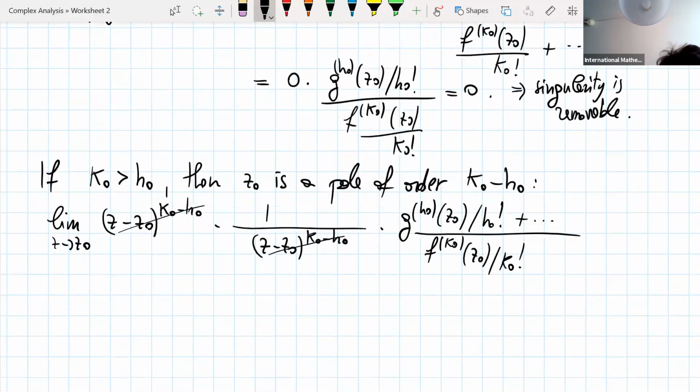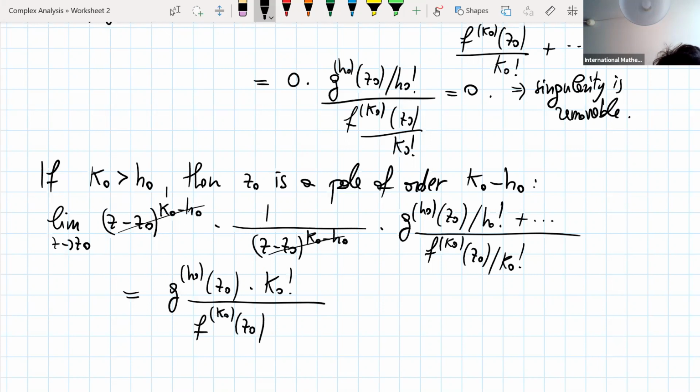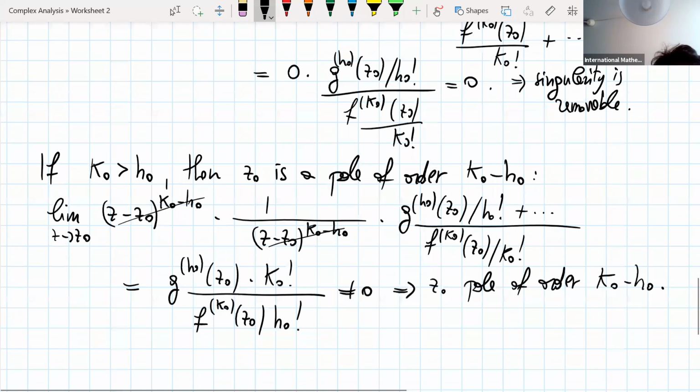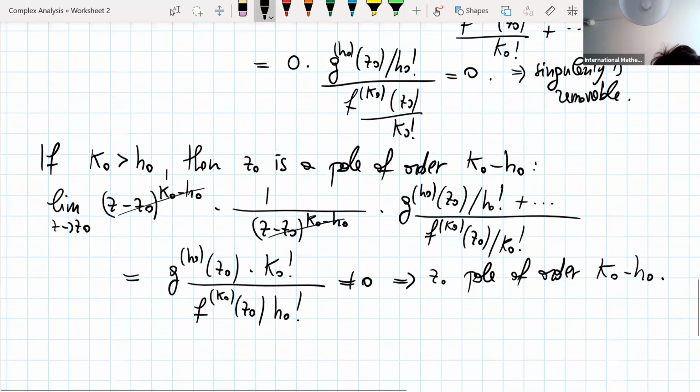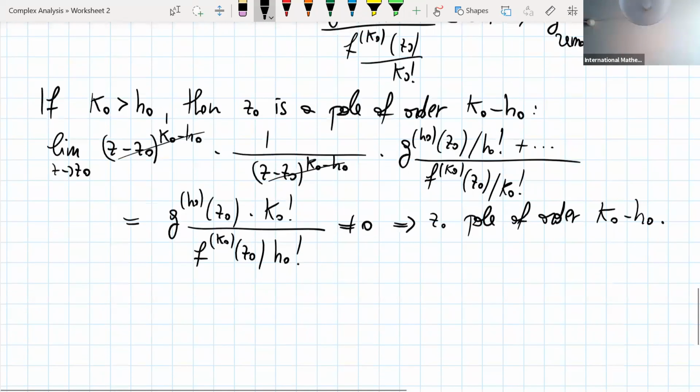And you see that this limit now is different from 0. It's g^(h0)(z0) times k0 factorial divided by f^(k0)(z0) times h0 factorial. No? So this is different from 0, and this implies z0 is a pole of order k0 minus h0. Okay, so this finishes the exercise.